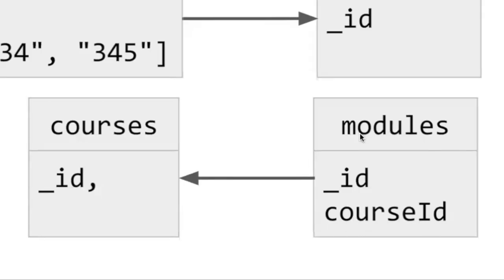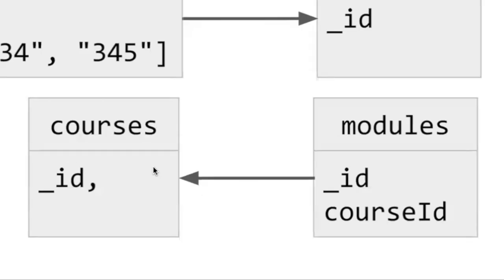So it is the many side that has a reference back to the one side. The children have references to their parent. The parent has no notion, no reference back to the children. So the course knows nothing about the children. It is the children who know about the parent. It is an inverse relationship.